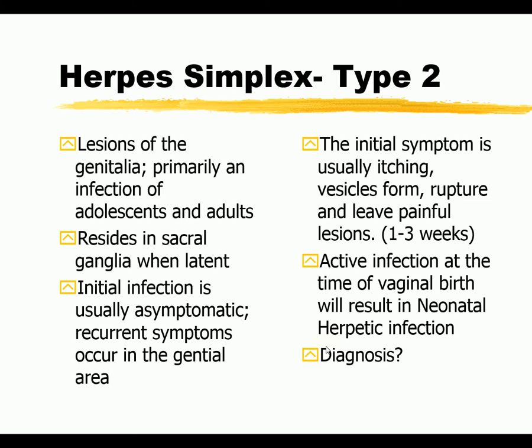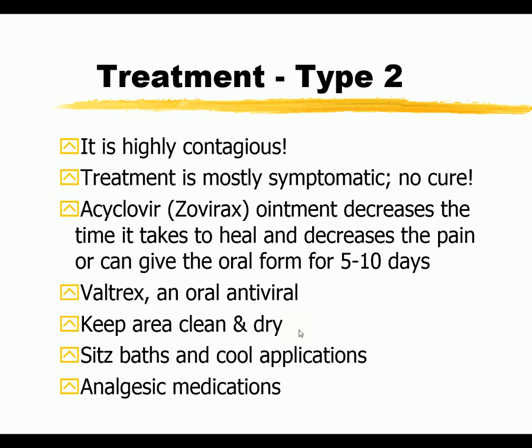You can draw antibody titers and perform what's called PCRs, polymerase chain reaction tests, that will test positive for it. And most of the time it's visual. Those who have been in the field long enough, the physicians, can actually tell by looking that they have herpes simplex type 2. If you've never seen this, I would suggest you YouTube it so that you can see what it looks like. Treatment, it is contagious. Hand-to-hand, direct contact. Treatment is mostly symptomatic, no cure.